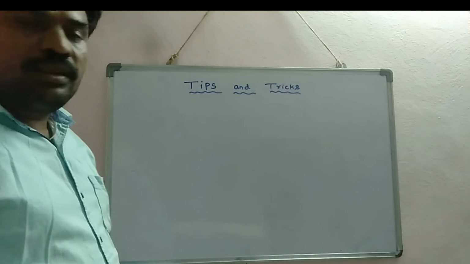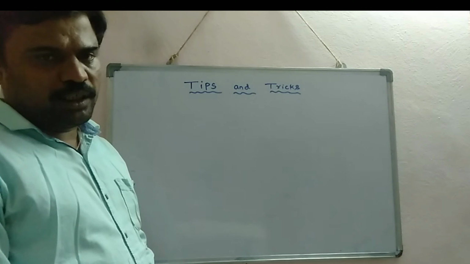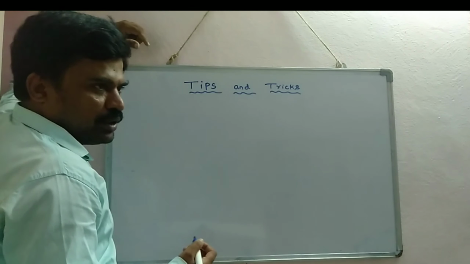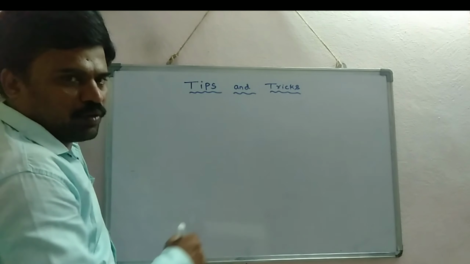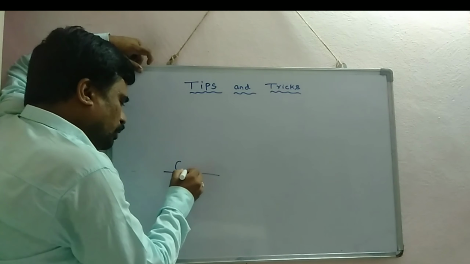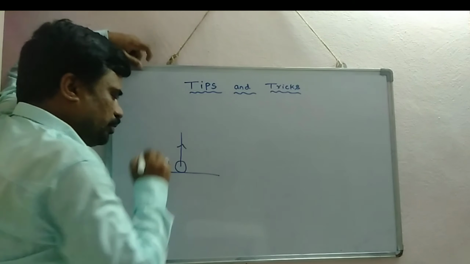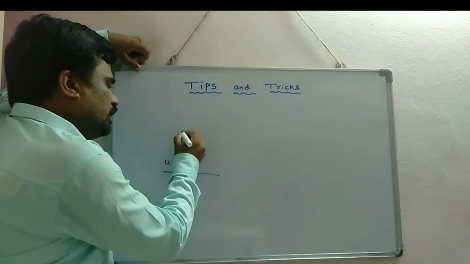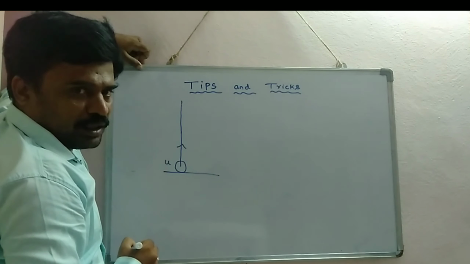Now let us learn some tips and tricks which will be helpful for solving problems in kinematics. How to use equations of motion in the case of a vertically projected body and a freely falling body. Consider a body is thrown vertically up with velocity u. Then what will happen to the body? It is going to reach the maximum height.